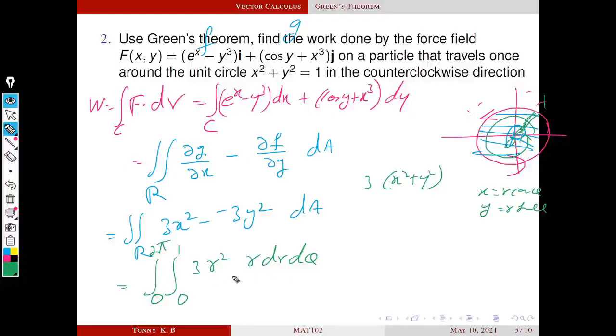Now this is very easy to evaluate. First you integrate with respect to r, this term is actually r cube, then with respect to theta. After the first integration, that is with respect to r, this becomes 3 by 4 times the integral from 0 to 2 pi d theta. Then after the second integration, this term becomes 3 pi by 2. So this is the work done due to this force around this unit circle. Yes, 3 pi by 2.